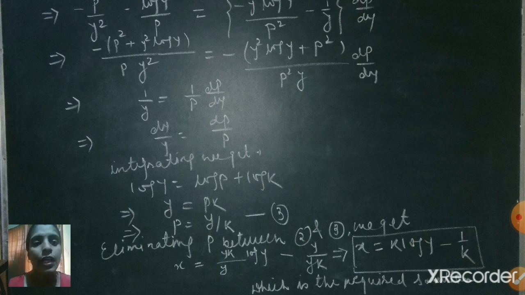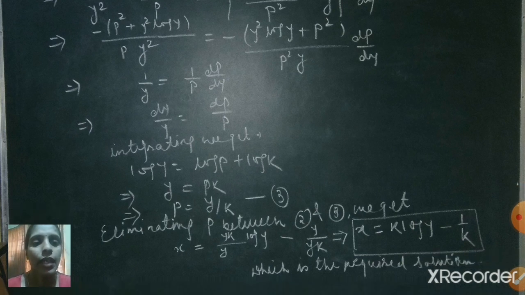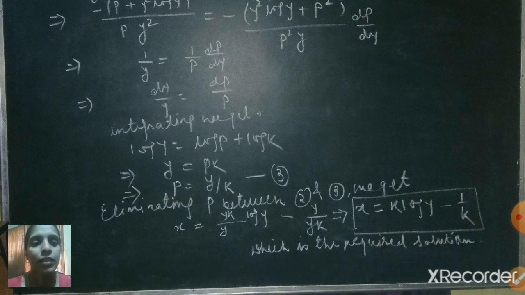Now what we do is we put the value of p in the term which is solved for x, or solved for whatever variable we get. So here is equation number 2. We have arranged the term as solved for x. That's why we will put the value of p in equation number 2, and we will write like this: x equals yk divided by y into log y minus y divided by yk.